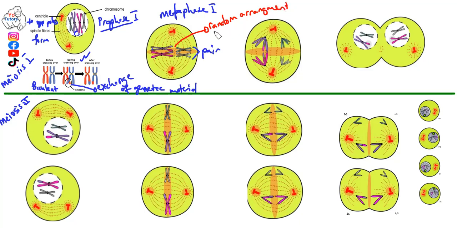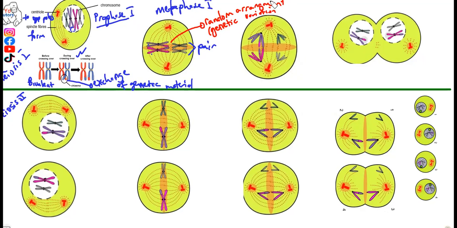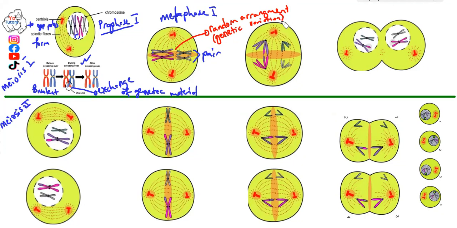This random arrangement is another source of genetic variation. We know now that the first source of genetic variation is crossing over. Then the second source of genetic variation is the random arrangement of chromosomes. They can be arranged any way here on the equator. So pairs of chromosomes lie on the equator.